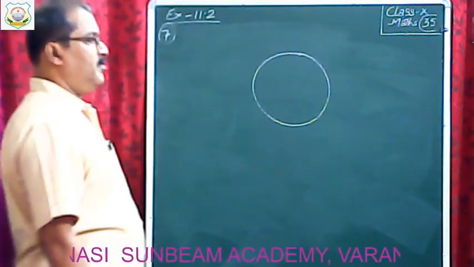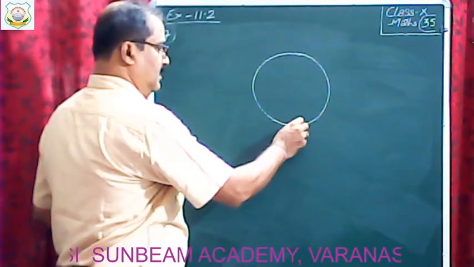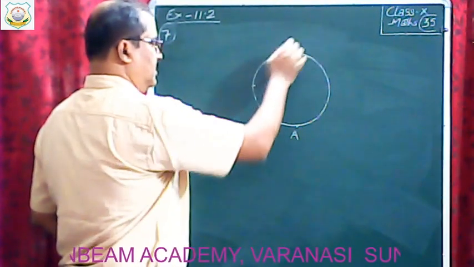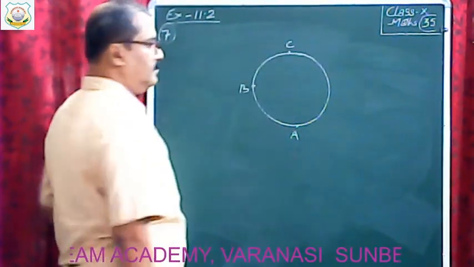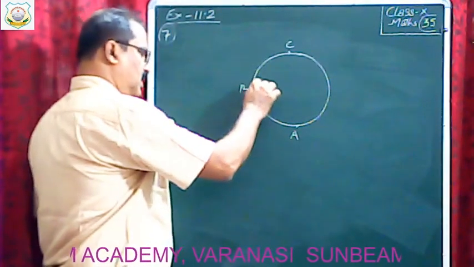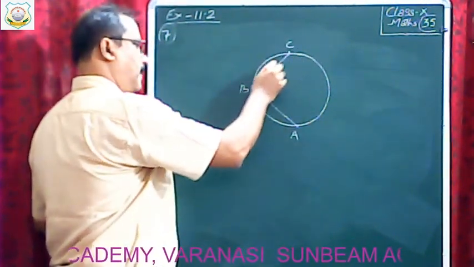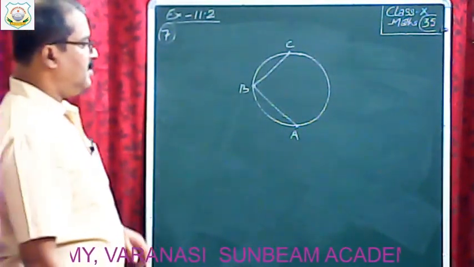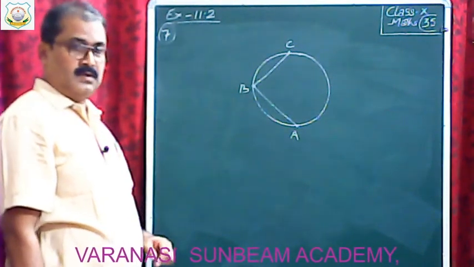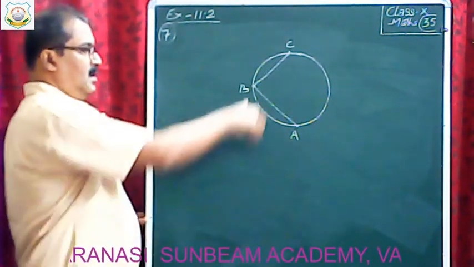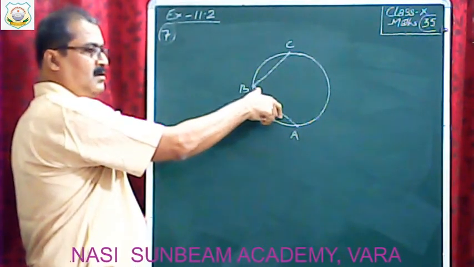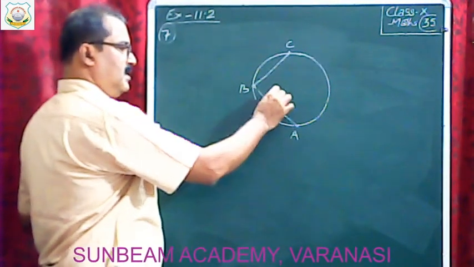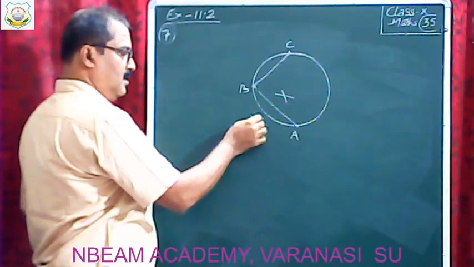How? Take any 3 points on the circle. Suppose A, B, C. Thereafter, join AB and BC. You get 2 chords. Then draw the perpendicular bisector of chords AB and BC one by one. Taking B as center, more than half of the length of AB as radius, draw arcs on either side of AB. With A as center, same radius, draw arcs on either side of AB.